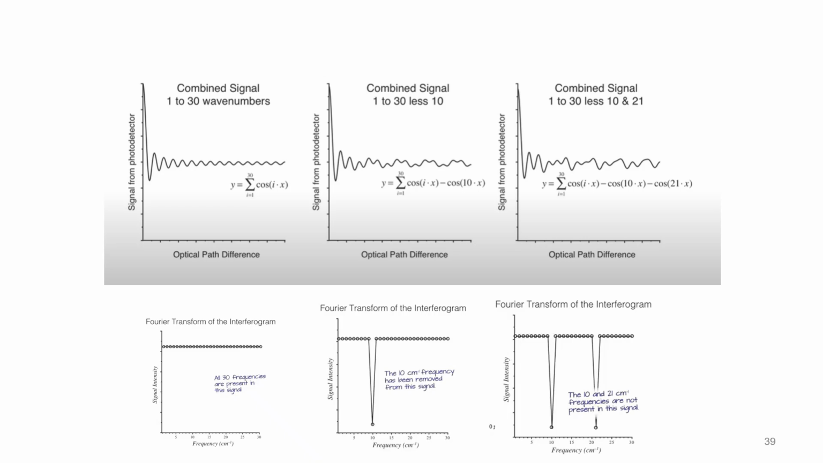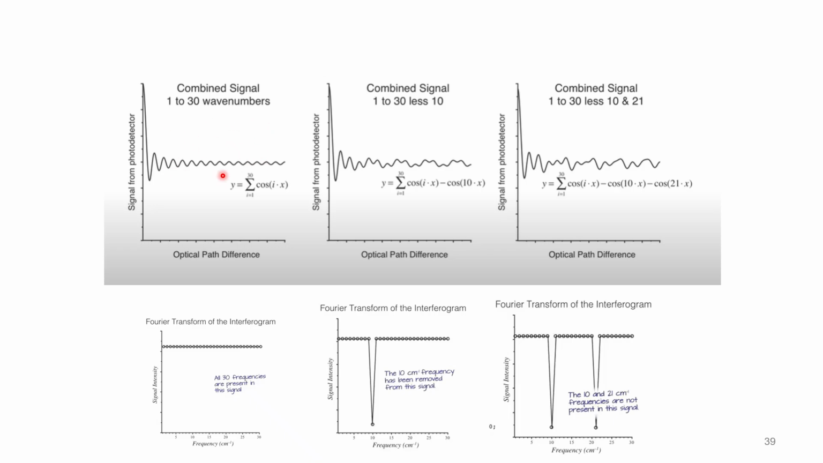If the range of the radiations increases to 30 wave number, which covers the wave number from 1 to 30, and is directed to the beam splitter, it will be reflected and also transmitted to the movable mirror as well as the fixed mirror, followed by reflecting back to the beam splitter and going through the process of interference. So this is the outcome of the interference for the 1 to 30 wave number signal.